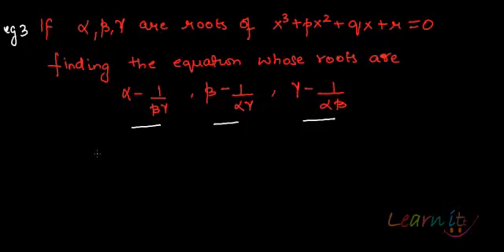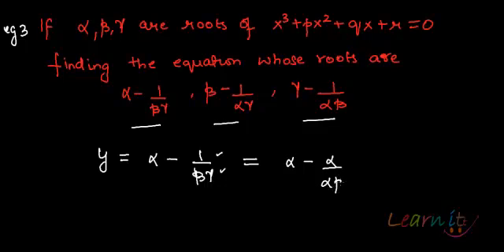What we can do is let y equal alpha minus 1 upon beta gamma. Now for 1 upon beta gamma, I would want to transform it using some manipulation so that I can use the given relations between the roots and the equation. So what I would want to do is multiply and divide this term by alpha.